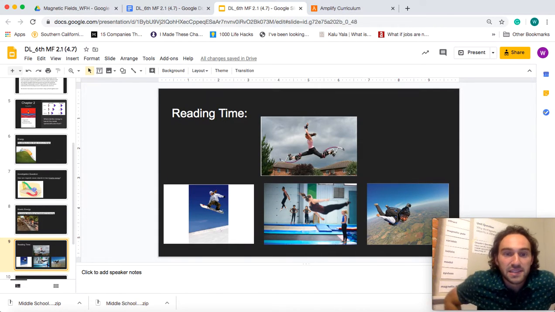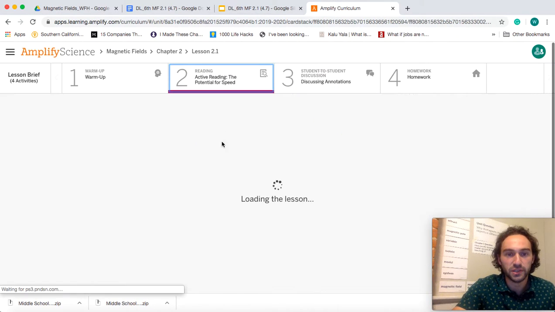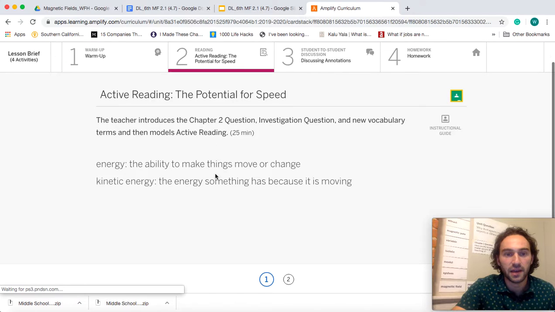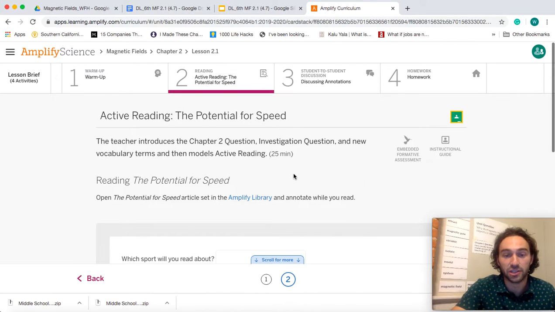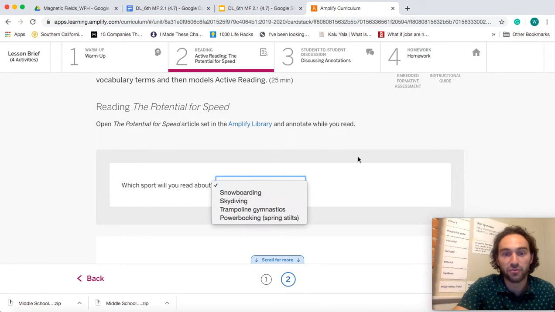Today's lesson is actually another reading lesson, but it's a bit different, and so I want to tell you why. Here on Amplify, you're going to find that reading lesson on tab 2, so click that, and then click on the second circle. So you are going to pick one sport to read and annotate. You have 4 options. You've got snowboarding, skydiving, trampoline gymnastics, or power walking, which is sprinting on stilts.